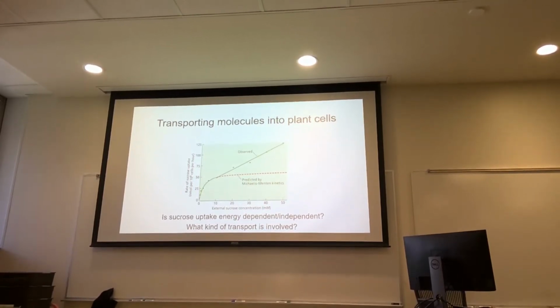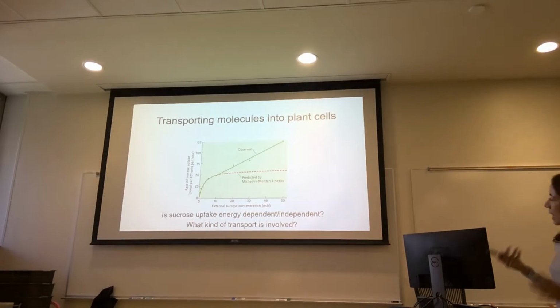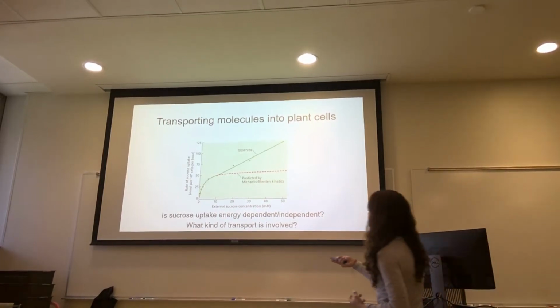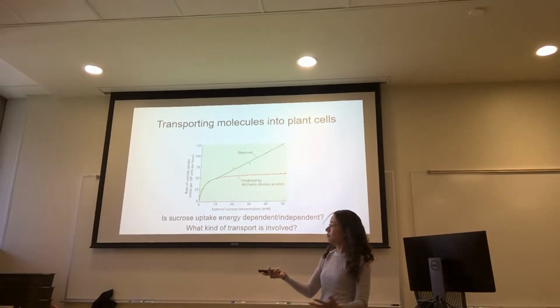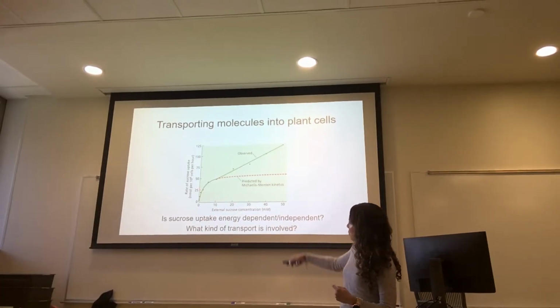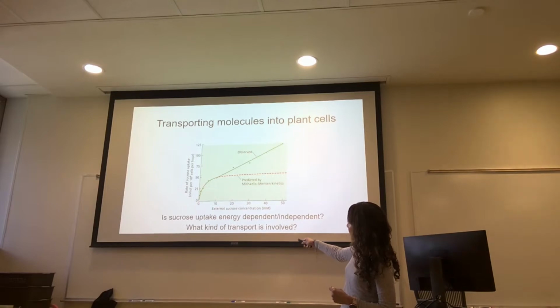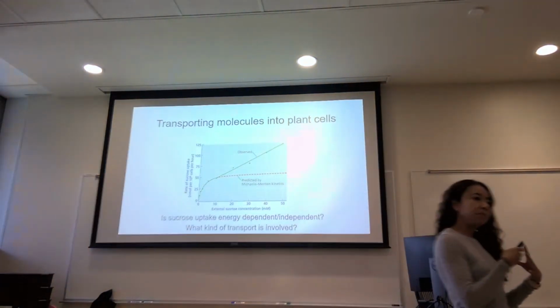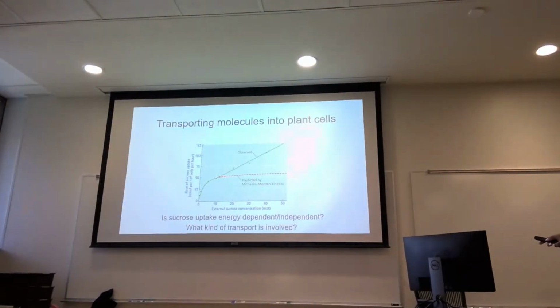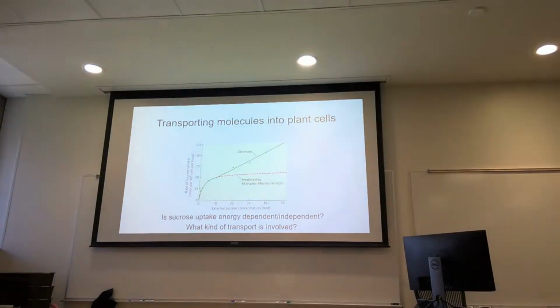So whenever you look at the kinetic analysis of transport for sucrose, you have the external sucrose concentration outside of the cell, and then the rate of sucrose uptake. So you have this, and you see how it says the predicted behavior once you start plateauing is this one, but you actually see something like this. So now, based on the rate, is sucrose uptake energy dependent or independent?